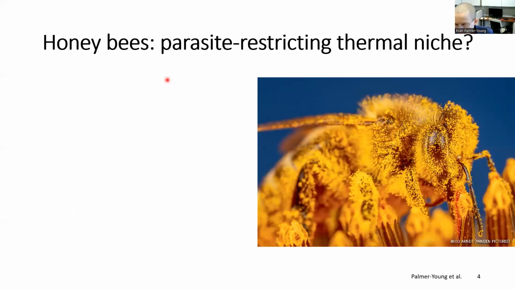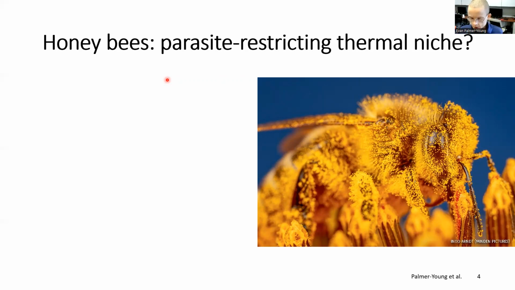Honeybees provide an intriguing system in which to examine how temperature-dependent changes in the relative performance of parasites and hosts affect the infection outcome. The thermal biology of honeybees makes them unique among the potential hosts of insect parasites and may challenge the establishment of infection in the colony.